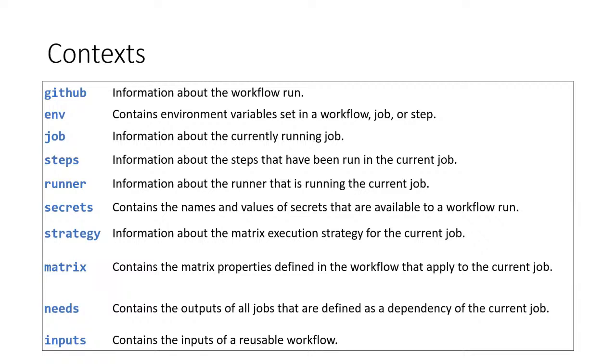For instance, we can use, let's say, env for reading the environment variables. We can use the runner object to read the different values and understand the properties that the current runner has, and some other contexts, as you can see here on the screen. Cool.